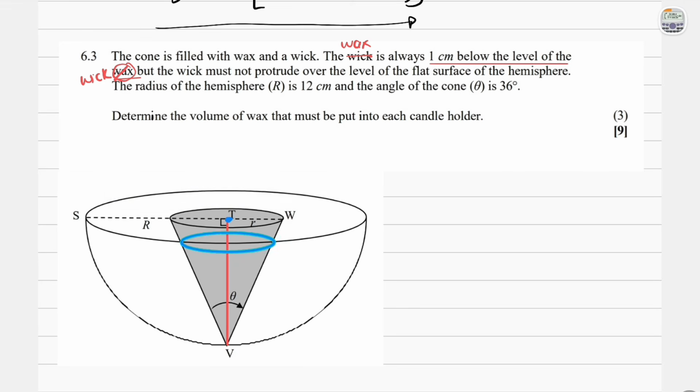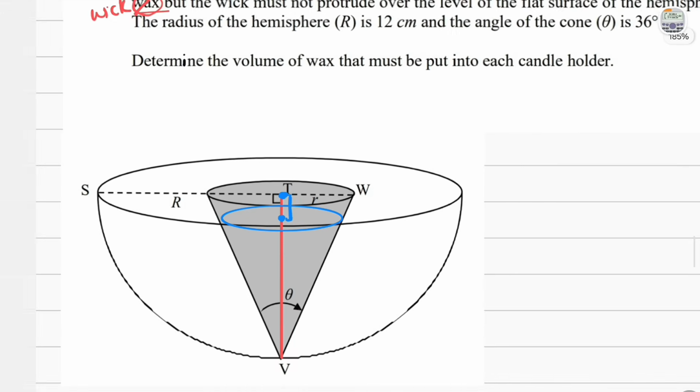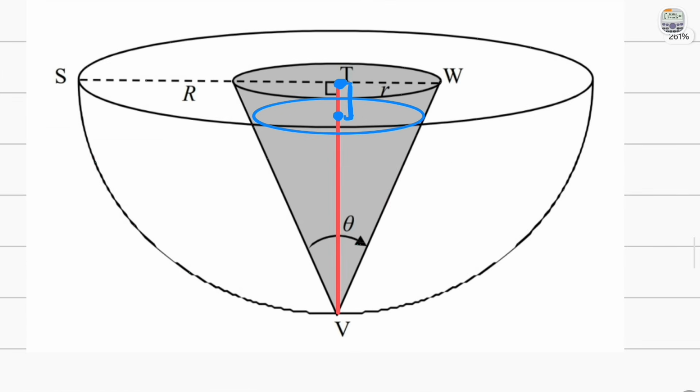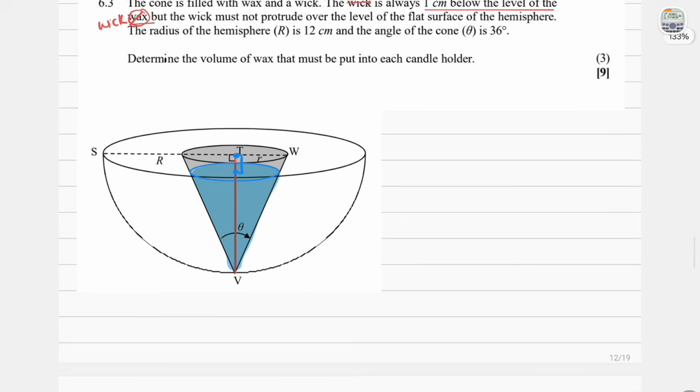So this is where the wax starts. It's 1 centimeter below this. If we went from the outer part, from the surface, and we went 1 centimeter down, we would get the level of the wax. So this is the center, and then this is 1 centimeter down. Okay, so that would measure 1 centimeter down, and we could highlight all of that as well. So we can look at that as the wax, and it is 1 centimeter below the wick, and the wick cannot go over that surface. So I guess that's what they meant.